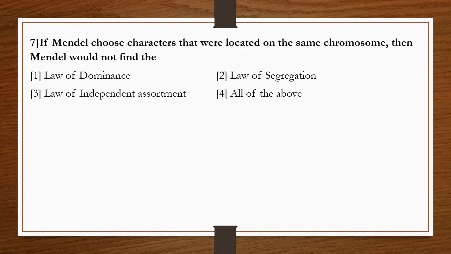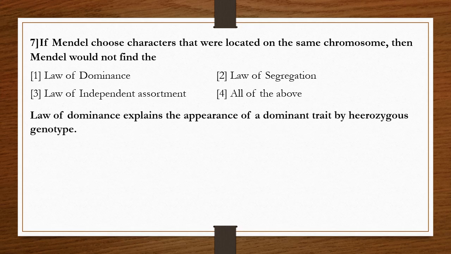Question number 7. If Mendel chose characters that were located on the same chromosome, then Mendel would not find the: option 1, law of dominance; 2, law of segregation; 3, law of independent assortment; 4, all of the above. So let's see the information about this. The law of dominance explains the appearance of the dominant character in a heterozygous genotype only.